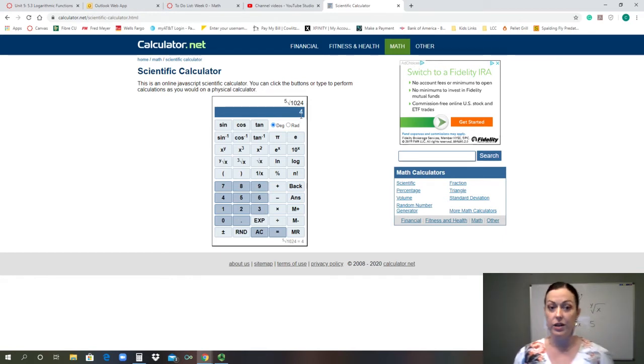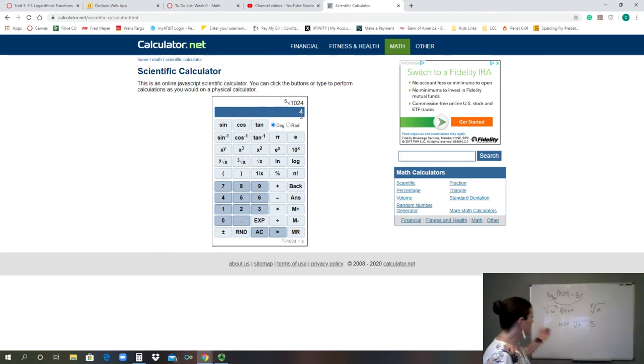Then I could double check that if I went 4 times 4 times 4 times 4 times 4, I would get this answer. So for this logarithm, 4 is my answer because it's my base. So if you happen to have this button on your calculator, great. If not, I use calculator.net, or there's a whole bunch of different easy calculator websites you can use online. So this is all you need to do.